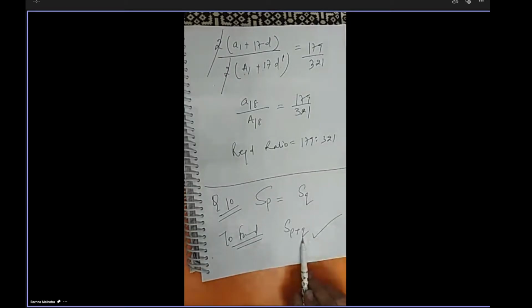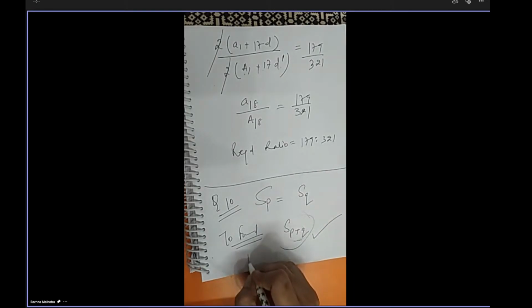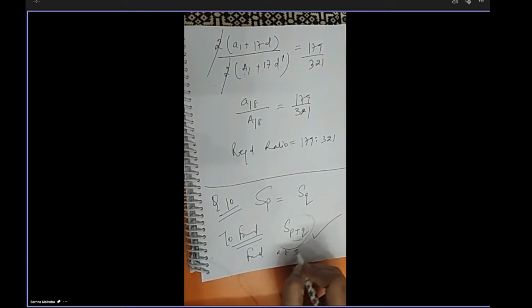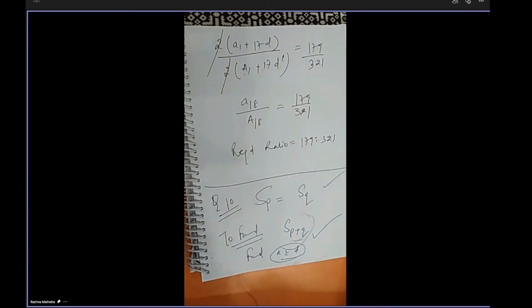So which terms are required if we are finding S(P plus Q)? Please tell me. A and D, because n is already available. You can see n is already here. We have to find A and D, and with the help of SP and SQ, you can find A and D easily.